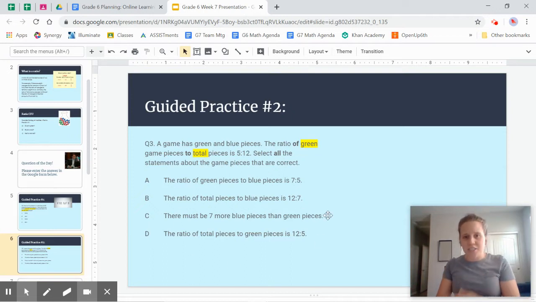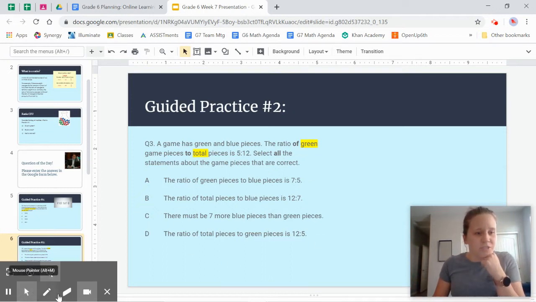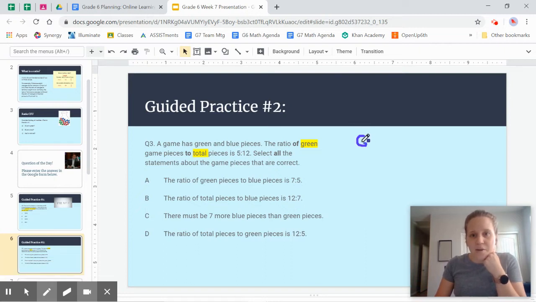Before we look at this, let's just write down what we know, okay? Let's just write down what we know. Go ahead and jot with me. We know there are green pieces and there are blue pieces. So I'm going to use G and B. And then there is a total. Go ahead and jot this on your paper.